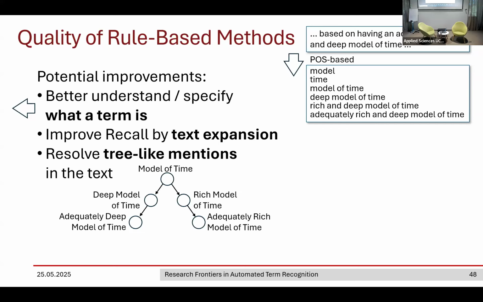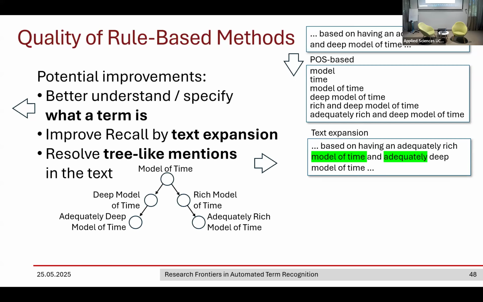If we look at what the phrase means, it means that there is a model of time which could be qualified like a deep model of time and rich model of time as a separate branch on the fork, and those further on are adequately deep and adequately rich. Some parts of this are missing in what we have extracted before, just because we have an implicit fork in the phrase, in the text. So we may apply text expansion here as well.